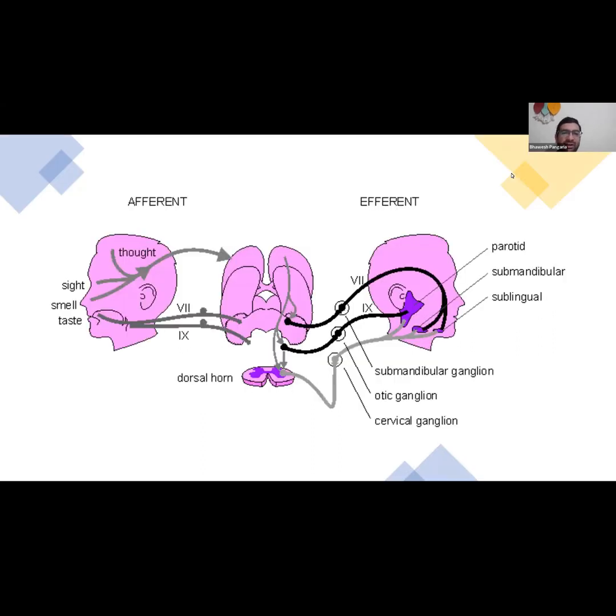Here is a diagram where we can see the afferents and efferents. As already discussed, the mechanoreceptors and the chemoreceptors present in the taste buds and other ligaments in the oral area carry the afferents by cranial nerves 5, 7, 9, and 10 to the salivary nuclei. And then the efferents are carried by 7 and 9.